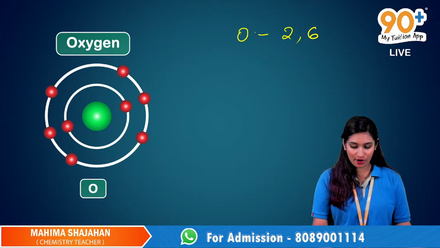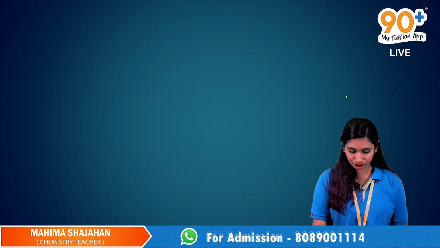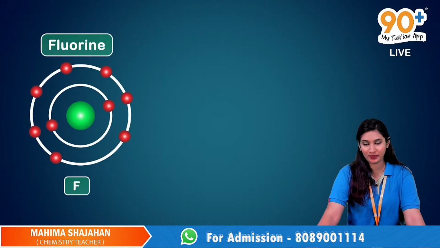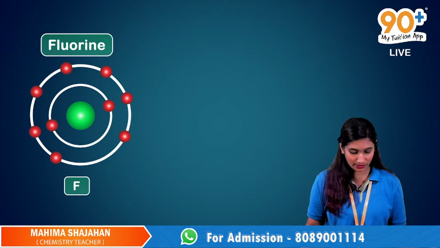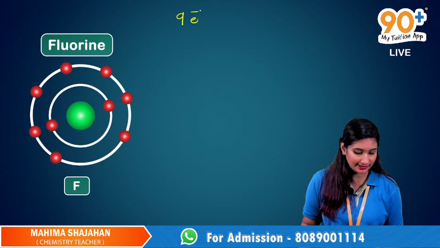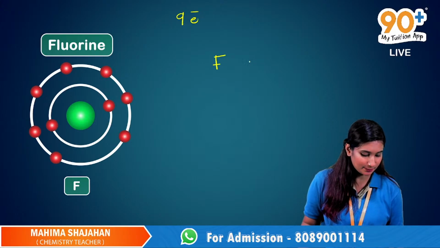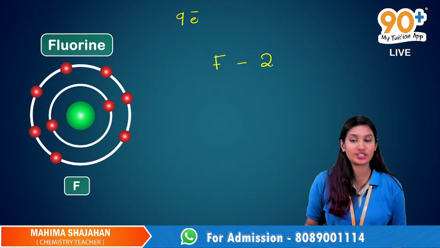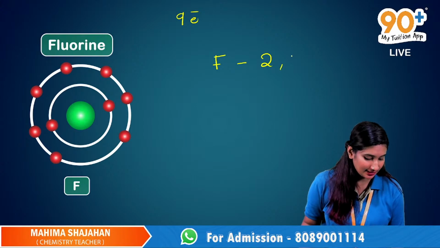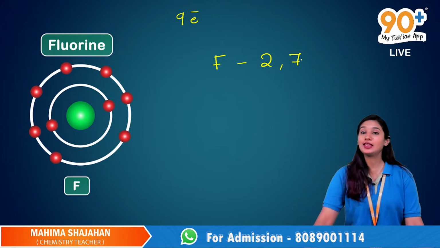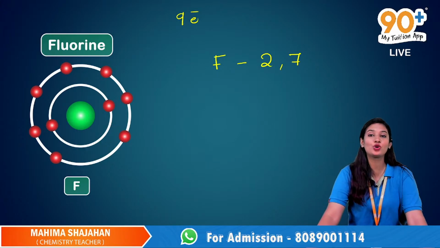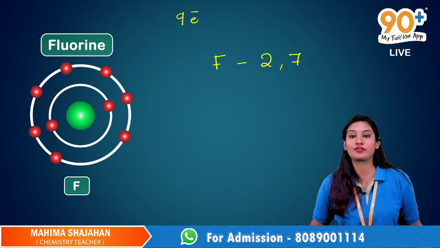Now, the next one is fluorine. What is the electronic configuration of fluorine? It has got 9 electrons. So, I can write that the electronic configuration for fluorine will be 2 electrons in the first shell and 7 electrons in the next shell. That is the L shell. So, 2,7 is the electronic configuration.